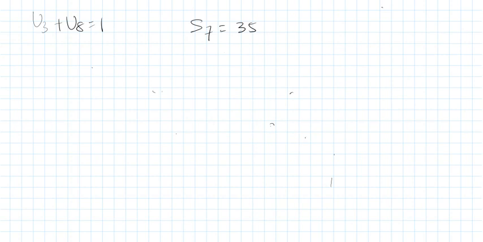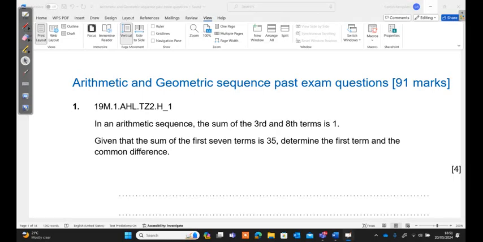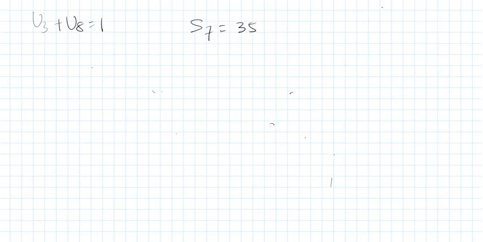All right, let's go back. Determine the first term and the common difference. So I need to find a and d. I'm going to write down on paper, a is equal to question mark, d is equal to question mark. So they've given me two pieces of information, and then they asked me to find 2 unknowns. That should remind you of simultaneous equations, whereby they give you 2 pieces of information which you convert into equations, and then you need to solve them.